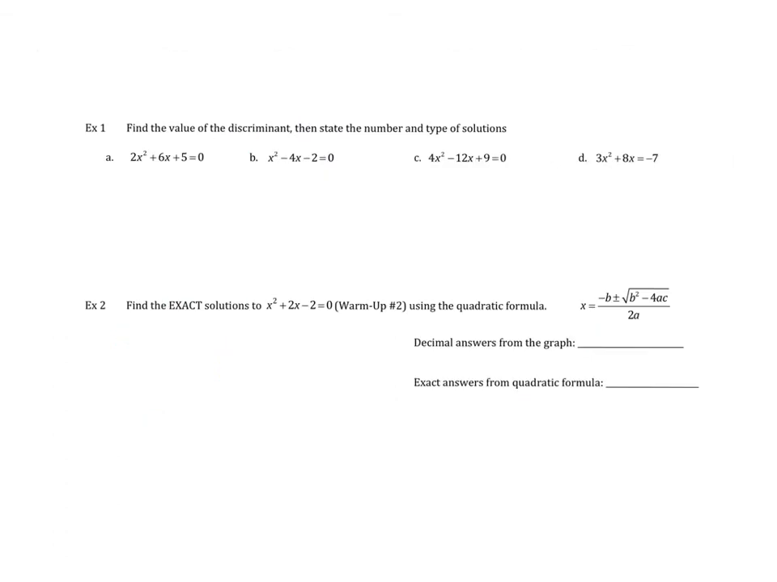Okay, so the first example says find the value of the discriminant. When I read that, again, the discriminant is defined as b squared minus 4ac. It's part of the quadratic formula, and we're always going to calculate this first. That's why today is focusing on this one calculation. And then we're going to state the number, so 0, 1, or 2, and type of solution. So there always will be real solutions.